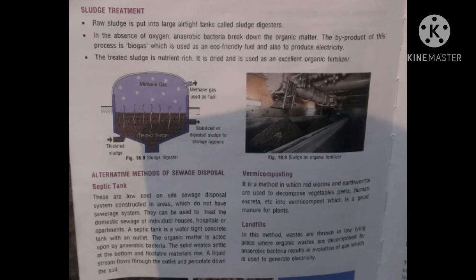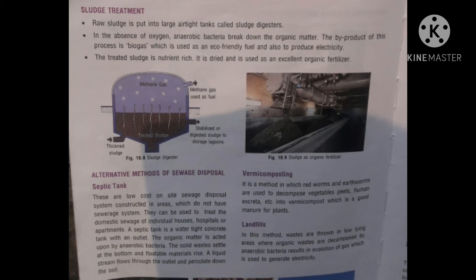Now the topic is alternative methods of sewage disposal. Septic tank. These are low cost on-site sewage disposal systems constructed in areas which don't have a sewerage system, and they can be used to treat the domestic sewage of individual houses, hospitals or apartments. A septic tank is a watertight concrete tank with an outlet. The organic matter is acted upon by anaerobic bacteria. The solid waste settles at the bottom and floatable materials rise. A liquid stream flows through the outlet and percolates down the soil.